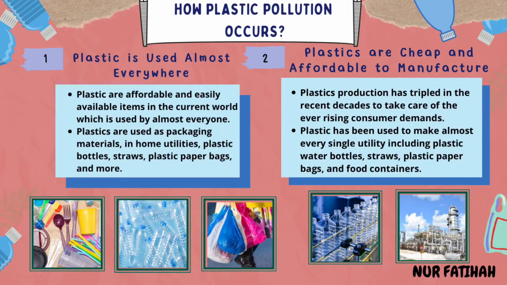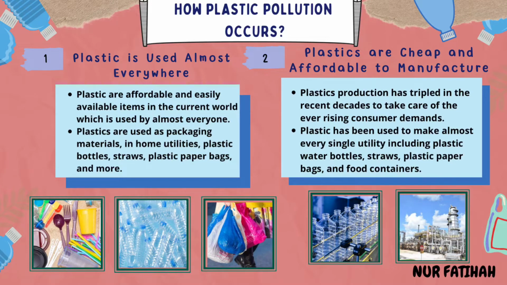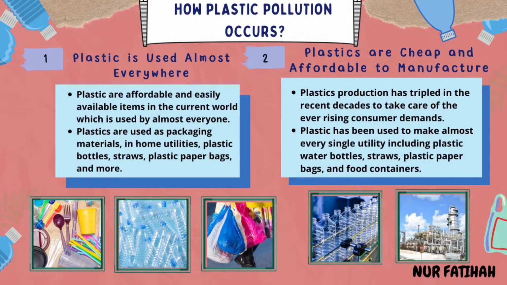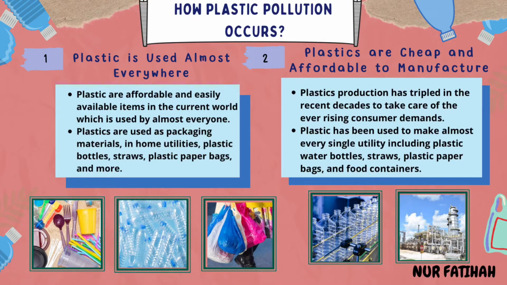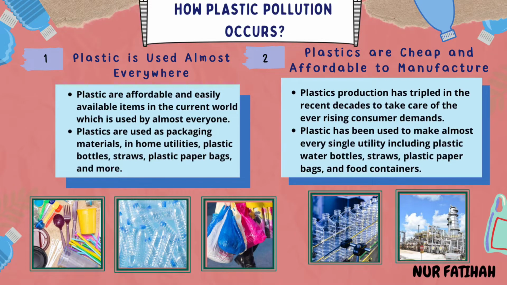How does plastic pollution occur? First, plastic is used almost everywhere. Plastics are the most affordable and easily available items in the current world, which are used by almost everyone. Plastics are used as packaging materials in home utilities, plastic bottles, straws, plastic paper bags, cans, and more.